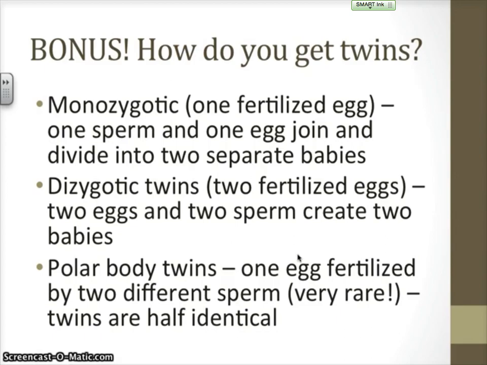And lastly, the most rare of types of twins is called polar body twins. This is when one egg is fertilized by 2 different sperm, and then those cells divide to create twins. These twins become half identical because part of them has sperm that's different, but the other part comes from the same egg.